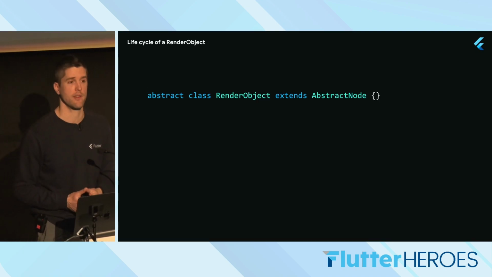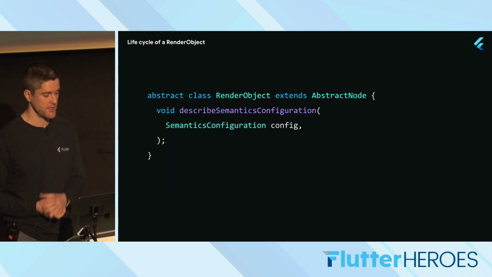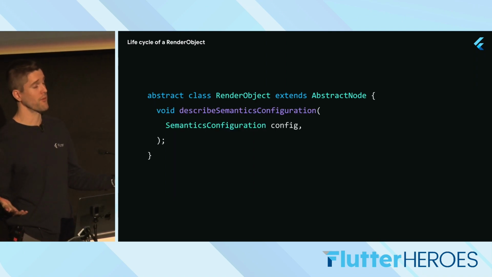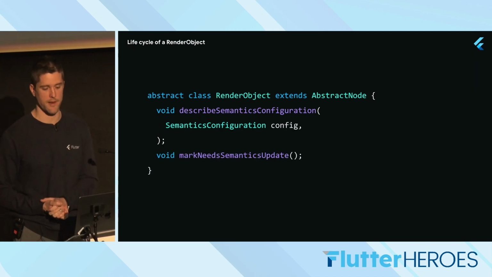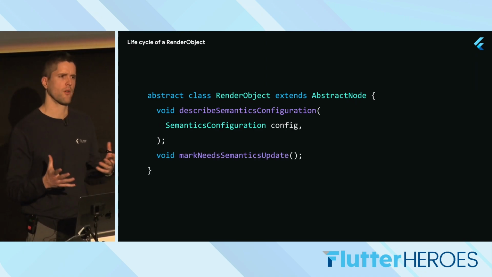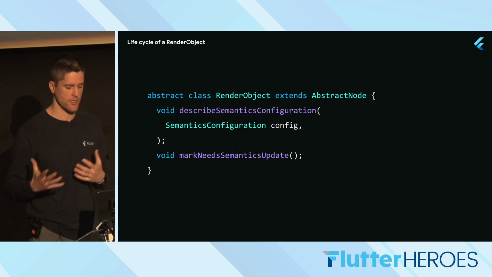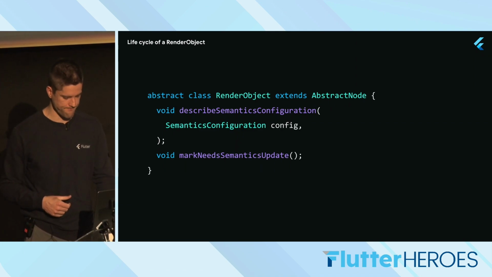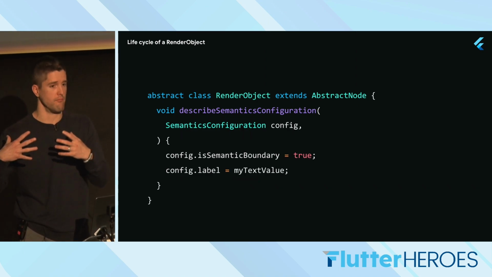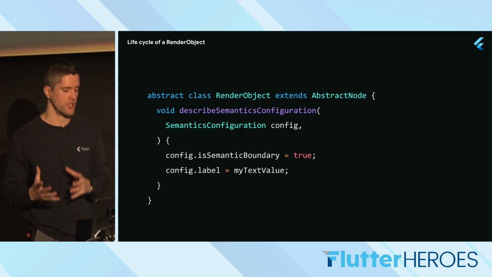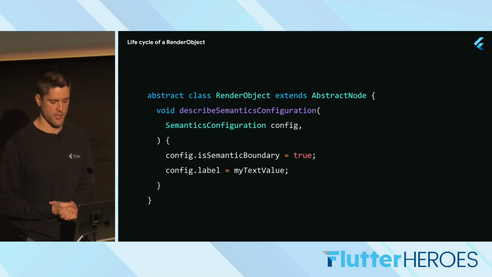And there's two top-level methods that come together to comprise semantics. And they are describe semantics configuration, which really rolls off the tongue, and mark needs semantics update. And semantics in Flutter warrants its own deep dive entirely, but this is how describe semantics configuration works. It accepts this semantics configuration object, which is a mutable object, and it's the job of the render object to staple onto it any necessary information.